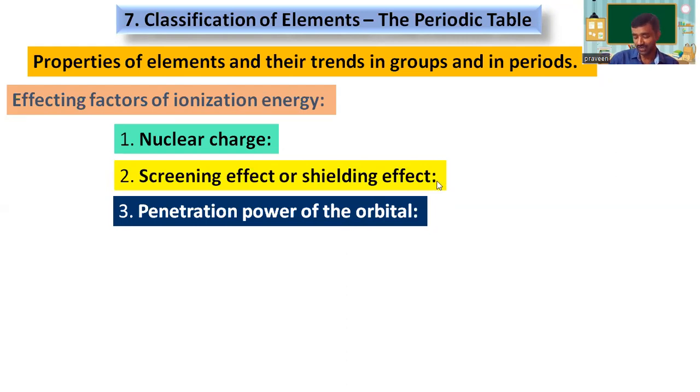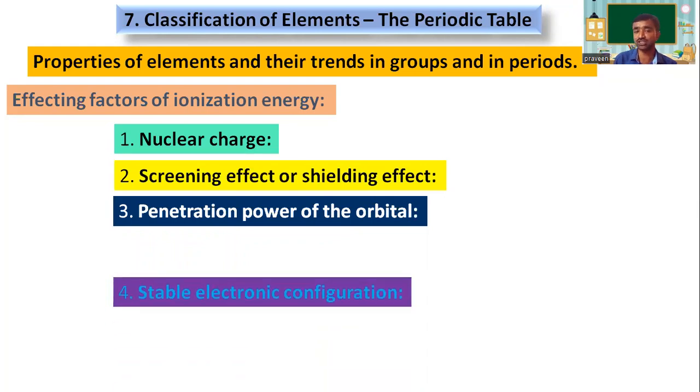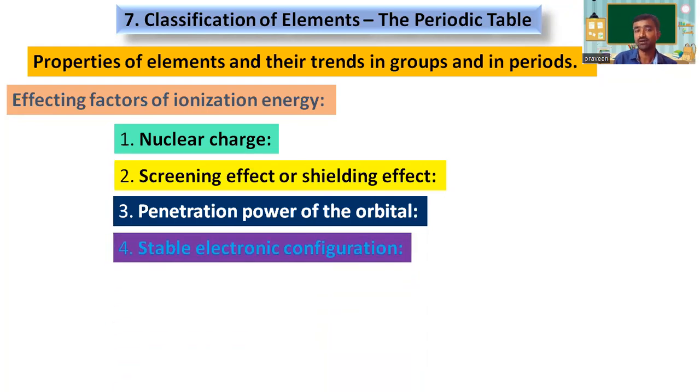Right? So because the n plus l value is less, the penetration power is greater. Penetration means the electron passing or entering into the nucleus region. So that is called penetration power. The next factor is stable electronic configuration. If an atom has a stable electronic configuration, it is not ready to lose an electron, and it is not ready to accept an electron.